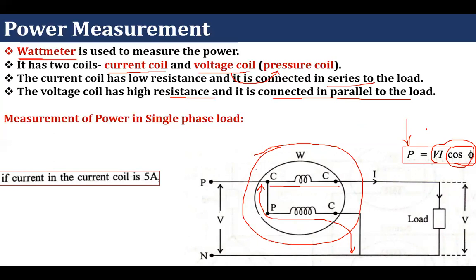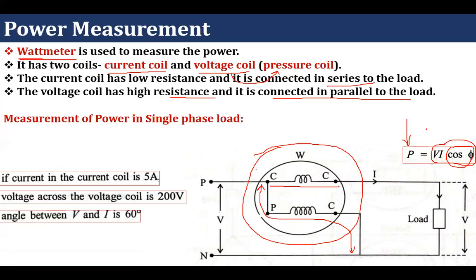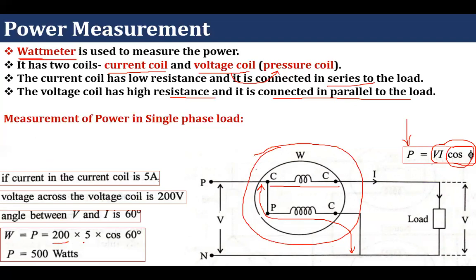So if current in the coil is 5 ampere, voltage across this voltage coil is 200 volt, and angle between V and I is 60 degree, easily we can calculate how much will be the power. 200 volt, this is the RMS value. 5 ampere current, again it is the RMS value, and this is the power factor because we know the angle between voltage and current. If this angle is 0, whatever power will be drawn from the system, it will be 100% consumed. We have already understood this concept in the previous units. So this power will be equal to 500 watt.